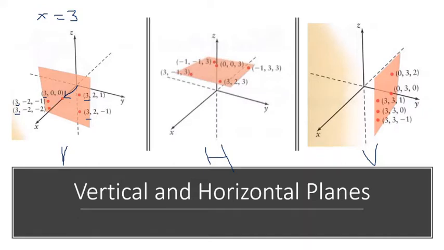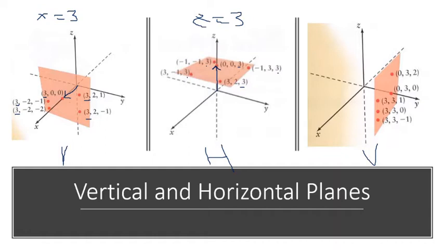Let's take a look at this one. This one has moved up along the z-axis 3 units, and you can see that every z coordinate is 3. X and y can be any two other coordinates, but the ordered triple will always have a 3 in the z position. So this plane is parallel to the xy plane, and it has been pushed 3 units in the z direction, defined by the equation z equals 3.